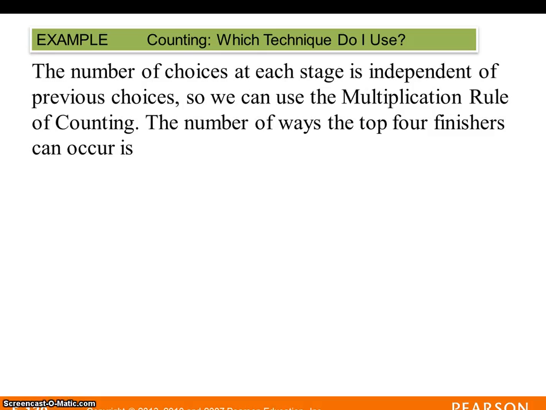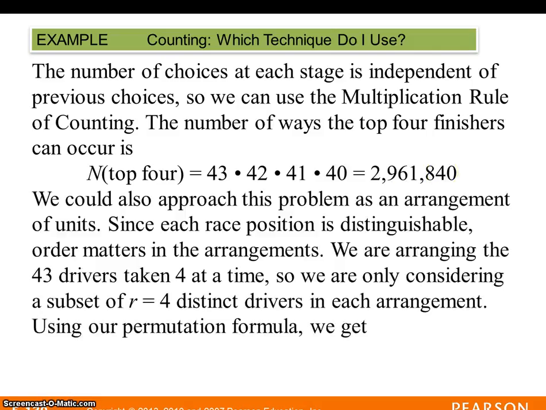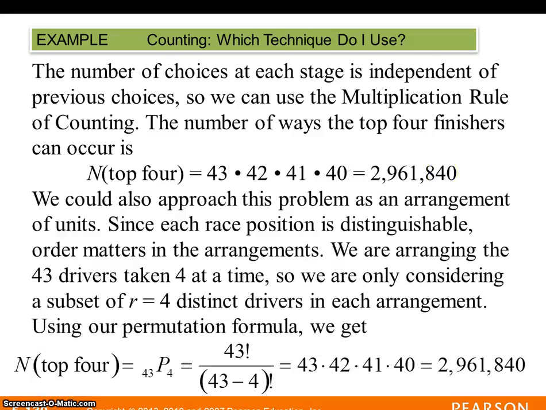So again, I would just use the rule of counting in this case, but you could maybe use permutations. You have 43 choices for the first place winner, and then the first place winner can't be the second place winner, so that leaves you with 42 for the second, 41 for the third, and 40 for the fourth place, which would leave you with this many possible winning combinations. You could also think of this as a permutation. So you would think of this as 43 permute 4, which would also give you the same answer.